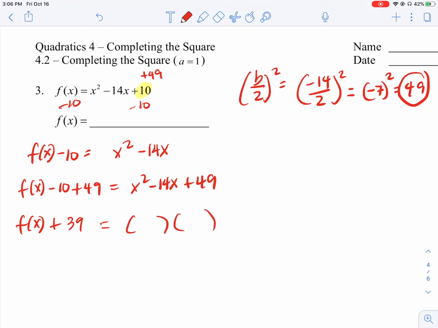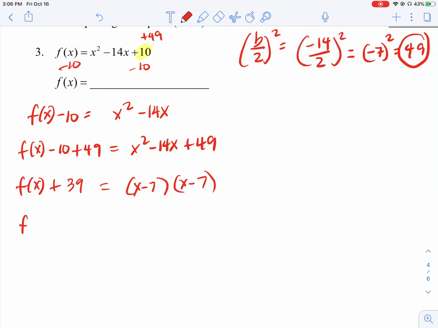equals, what gives you positive 49 when you multiply, and gives you a negative 14 when you add? Make sure the numbers are the same sign and the same value. So they are x minus 7 and x minus 7. Okay, so this is f of x plus 39 equals x minus 7 squared.